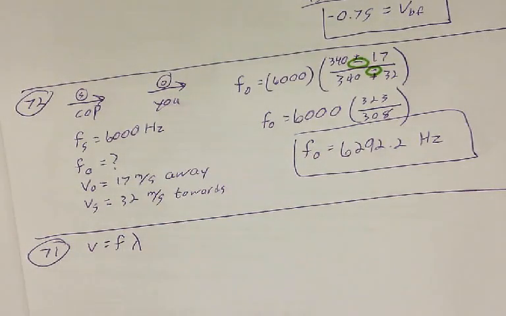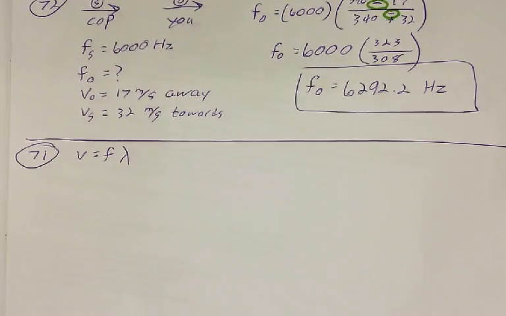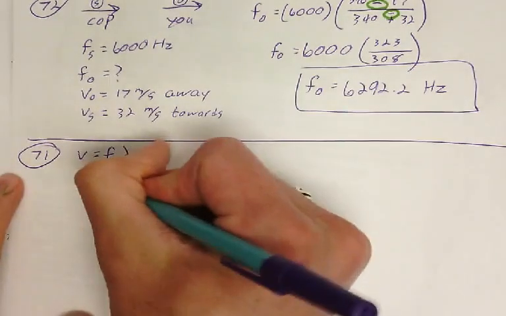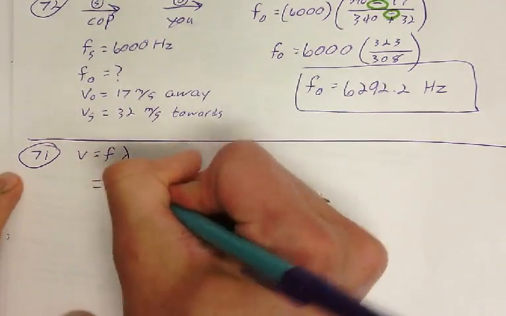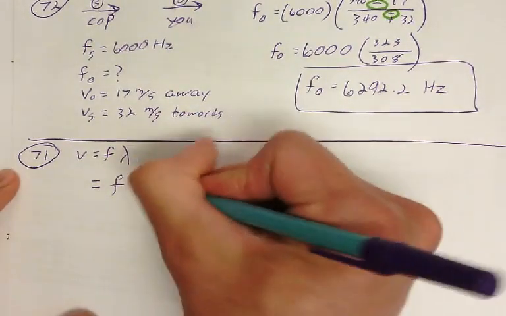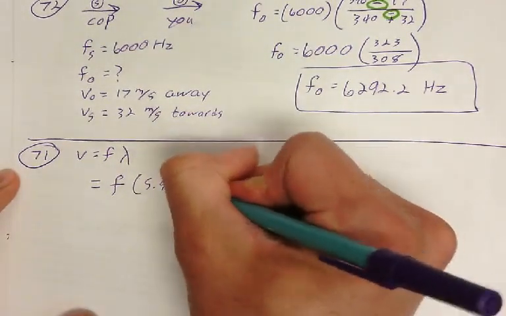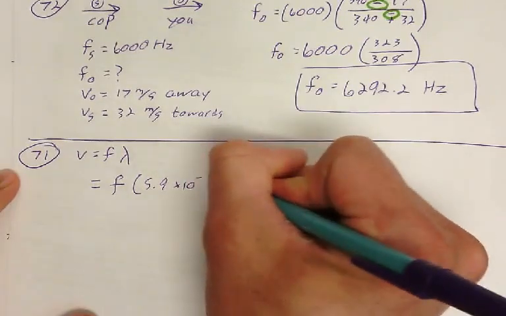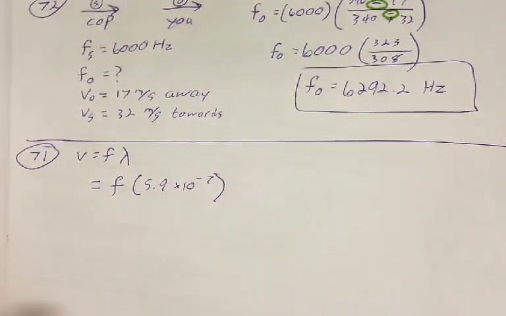So now I just have to plug in what the numbers are. I want to solve for the frequency. It says, what's the frequency of the red light? It gives me the wavelength, 5.9 times 10 to the negative 7th. But it doesn't tell me the velocity. It doesn't tell me how fast it goes.